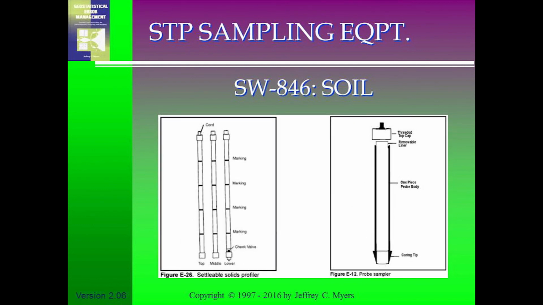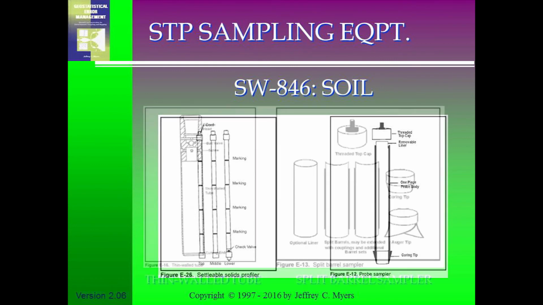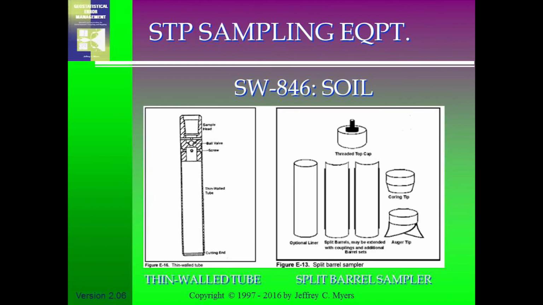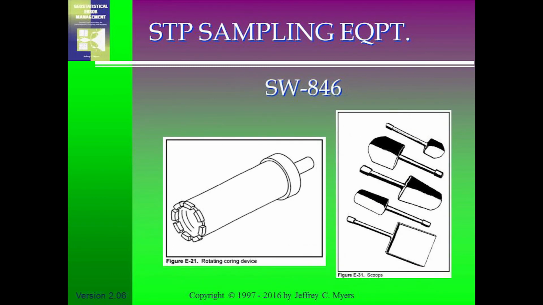Soils, and different types of soil profilers. Coring devices, you have thin wall tubes, you have split spoons, split barrel samplers, different kinds of tips for augers. You have rotating core devices. This one looks like it's certainly carbide, maybe even diamond impregnated. For rock, if you're going for diamonds, you need diamond drilling. There's only one good scoop right there.